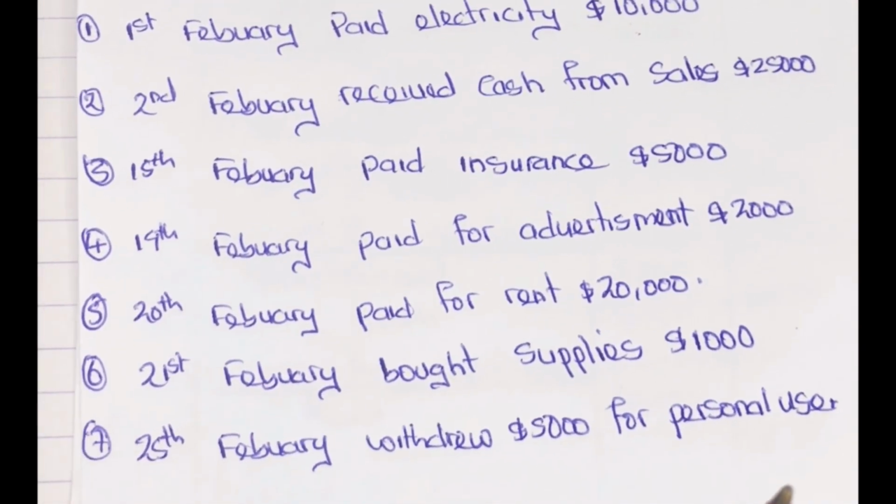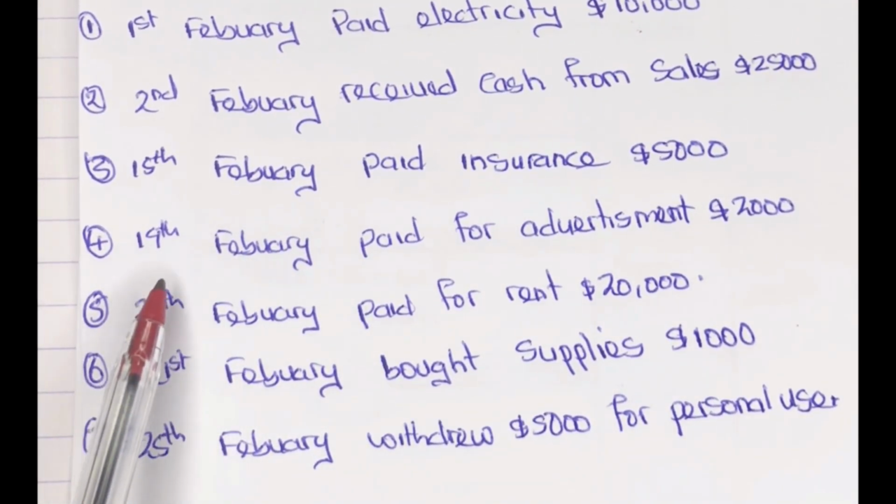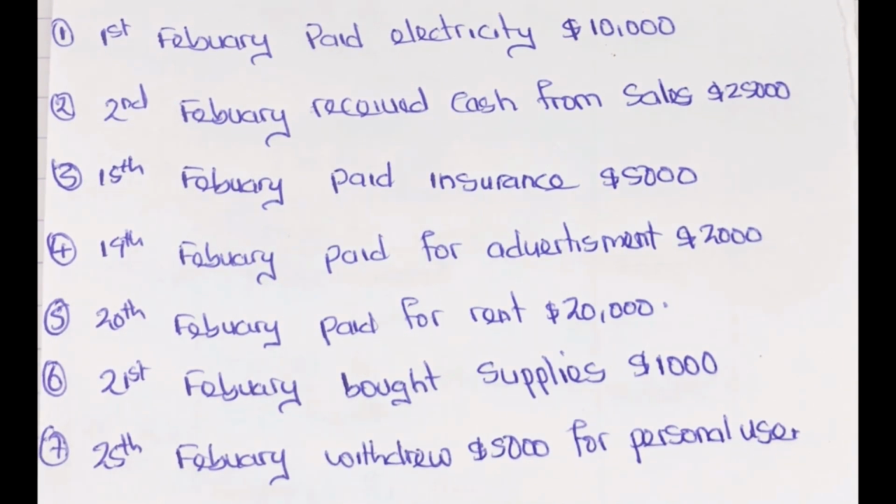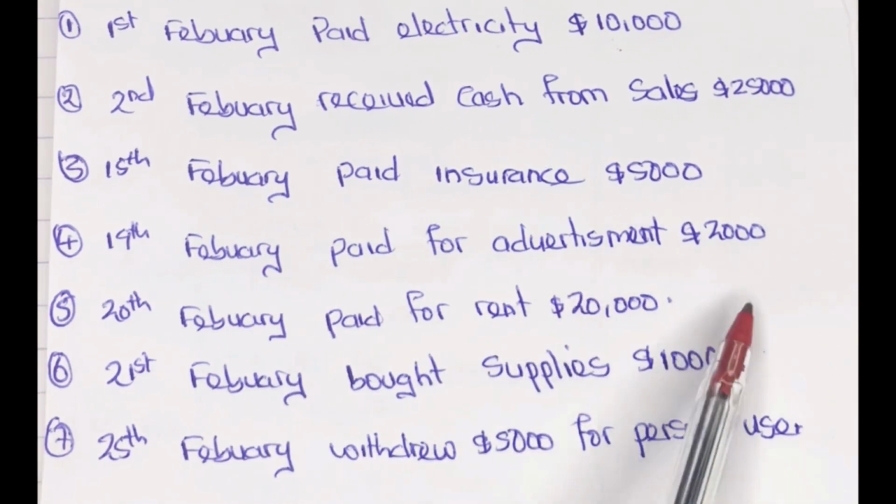The fourth transaction says on the 19th of February, paid for advertisement, $2,000. So which accounts are being affected in this transaction? We are paying for advertisement. So advertisement is receiving and cash is giving. Remember the golden rule: debit the receiver and credit the giver. So if advertisement is receiving, we are debiting advertisement and we are crediting cash.